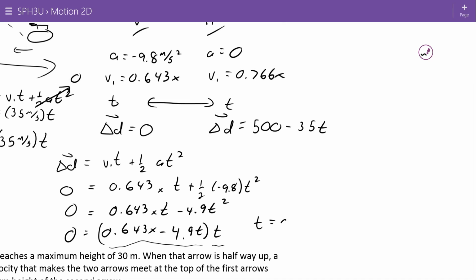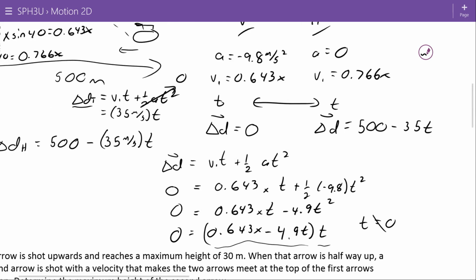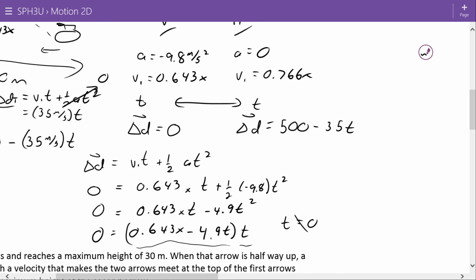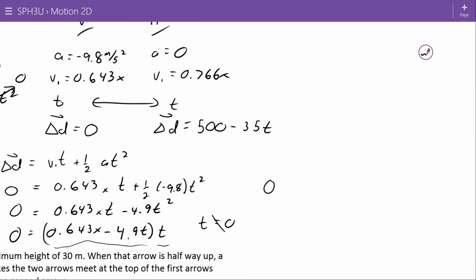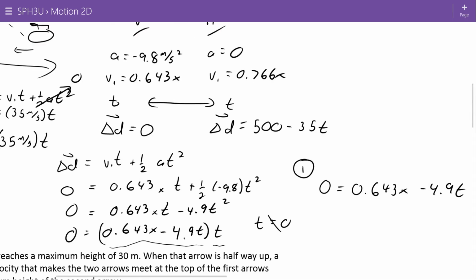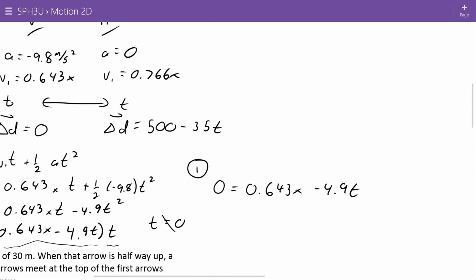T equal to 0 is not an interesting solution. That's basically saying the vertical displacement of the projectile is 0 before it gets launched off the ground, which is true, but not what we're interested in. We're interested in once it's gone up and had time to come back down. So we're interested in this root right here, which means that 0 equals 0.643x minus 4.9t. So we'll call that equation 1. We worked all the way through to get something simple to work with.